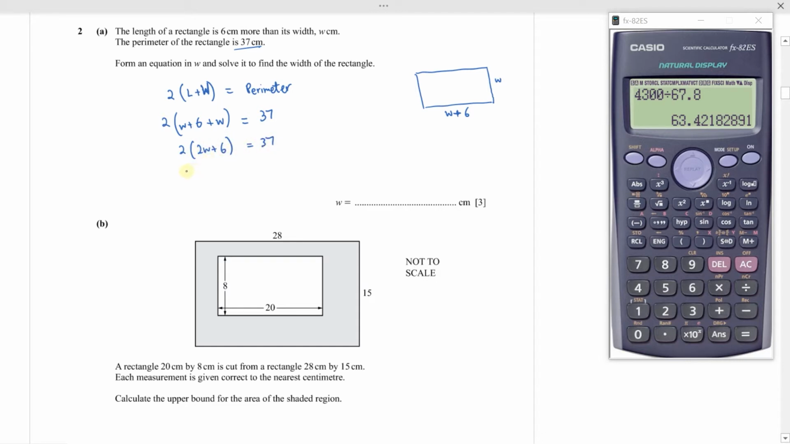Now if I open the bracket, I get 4w plus 12 equals 37. So 4w will be 37 minus 12, which is 25. And w will be 25 divided by 4, which is 6.25 centimeters. So your width w is 6.25 centimeters.